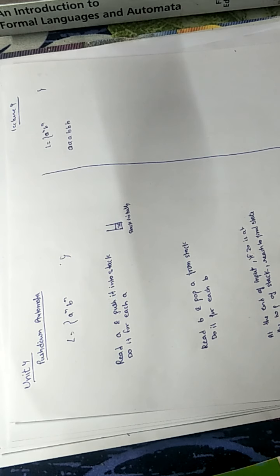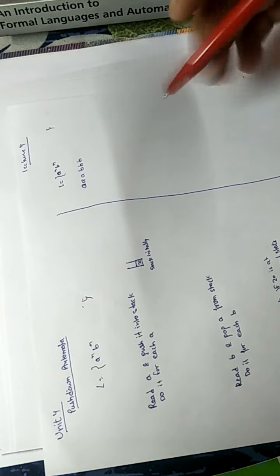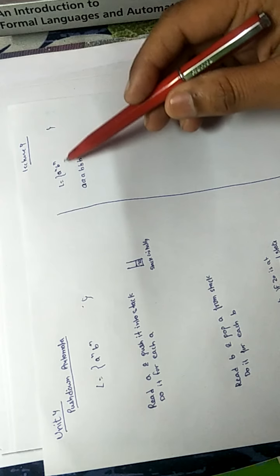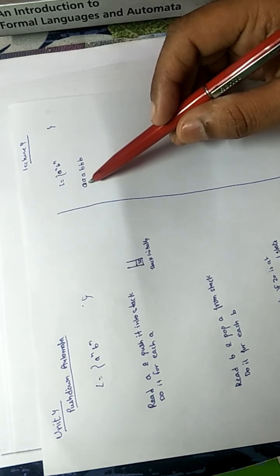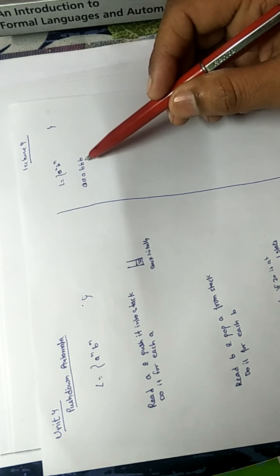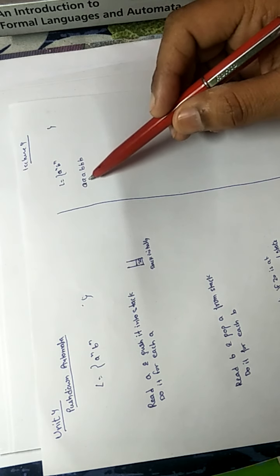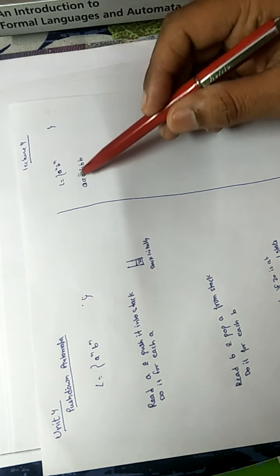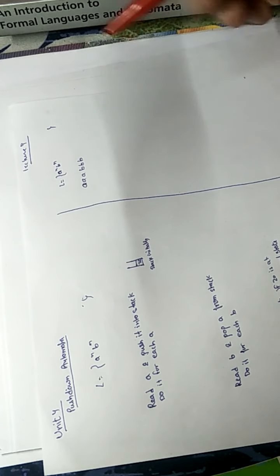Welcome everyone. We are in lecture 9 of unit 4, and in today's lecture we are going to design pushdown automata for language A^n B^n. We know that in language A^n B^n the input has a number of A's followed by a number of B's, and the number of A's is equal to the number of B's. They are the same number of A and B, and A's come first and B's come later.